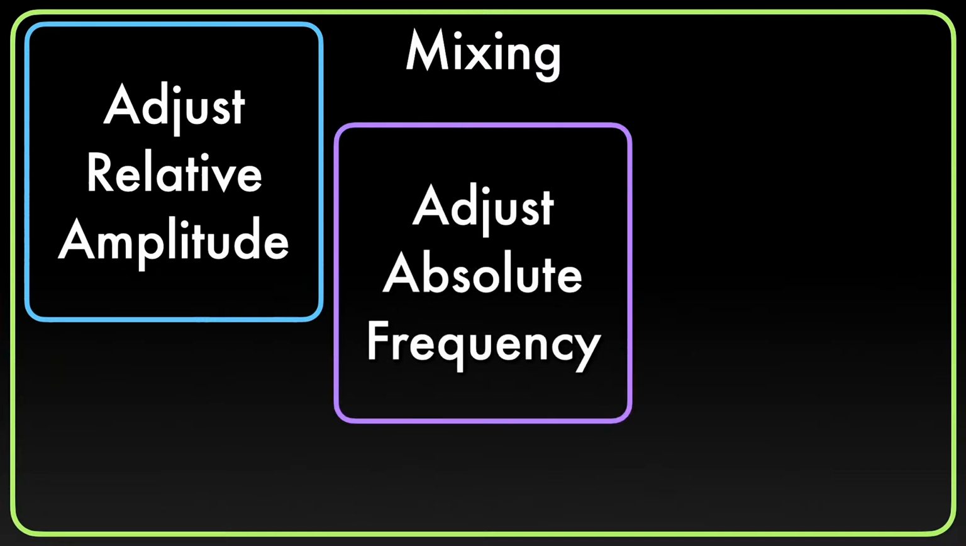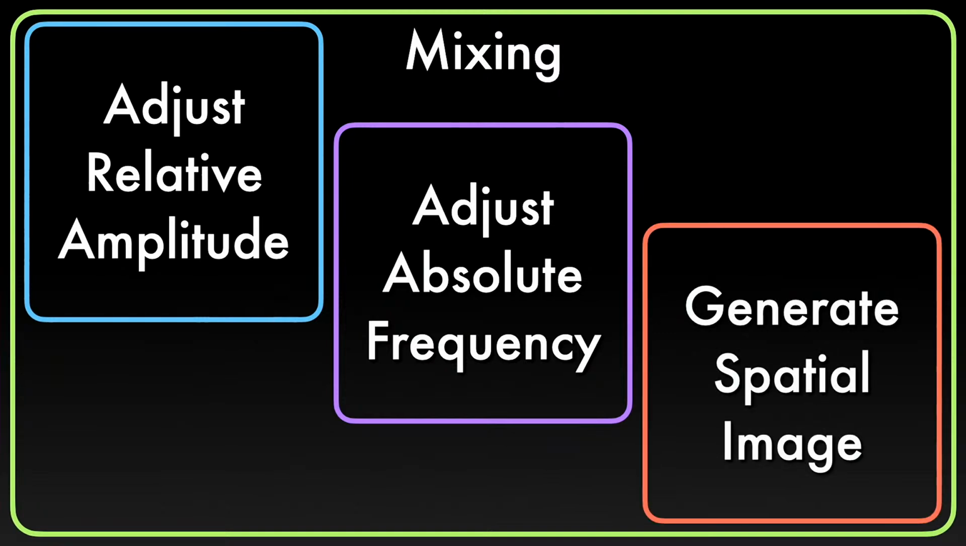And then the other thing we're going to do is adjust the absolute frequency. So this isn't relative. We're actually going to cut off frequencies. So this is like a high pass filter, a low pass filter. They actually cut off frequencies and you can't get them back later on. So unlike relative amplitude where you can boost the signal later on if you want to, once you cut the frequencies out and you print it, that's it, they're gone.